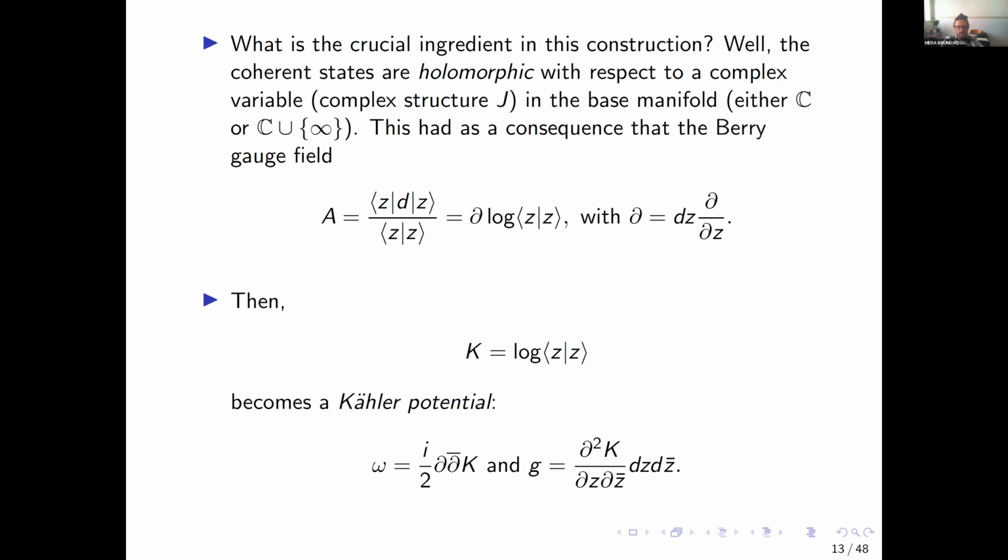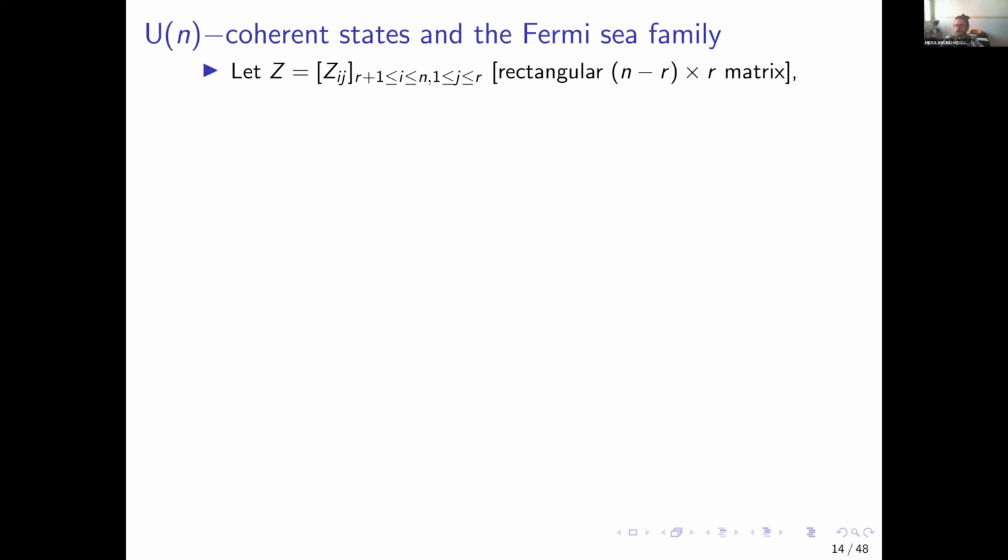Okay, so before we move on, and because we're interested in Chern insulators, it will be convenient, by the way, if you want to ask questions, please stop me at any time, okay?